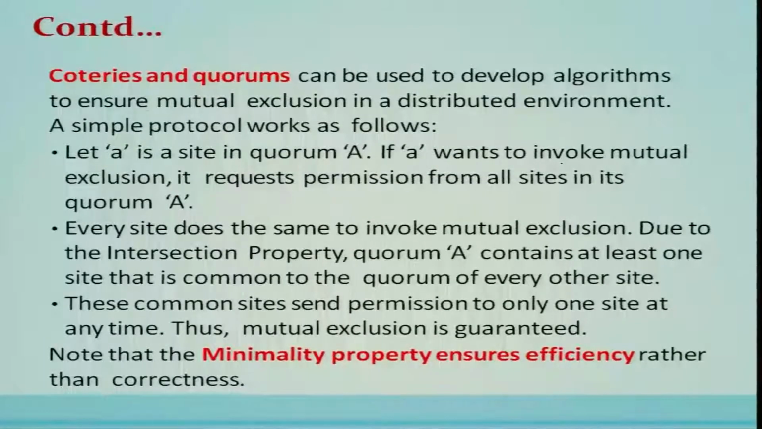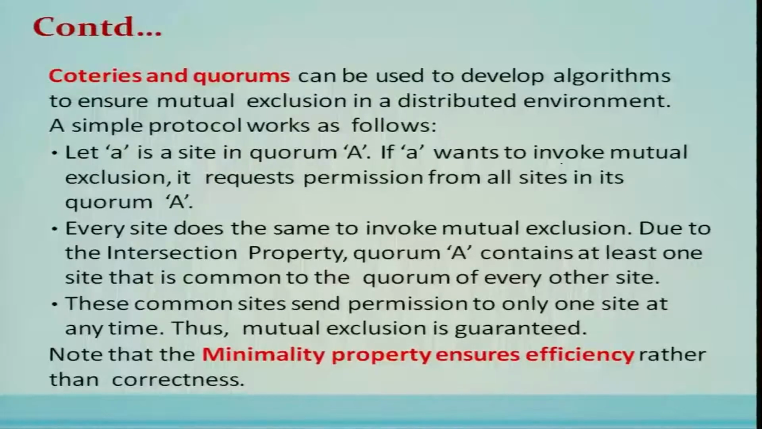Coteries and quorums can be used to develop algorithms to ensure mutual exclusion in a distributed environment. A simple protocol works as follows. Let A be a site in a quorum A, and if the site A wants to invoke mutual exclusion, it requests permission from all sites in its quorum A. Every site does the same to invoke mutual exclusion. Due to the intersection property, quorum A contains at least one site that is common to the quorum of every other site. These common sites send the permission to only one site at a time, thus mutual exclusion is guaranteed. Note that the minimality property ensures efficiency rather than correctness.